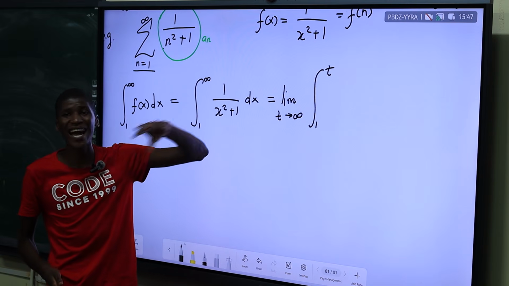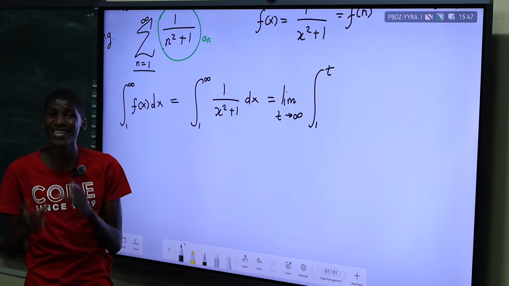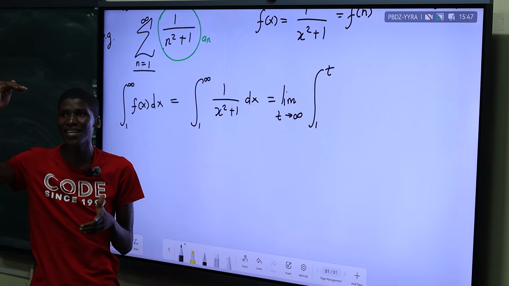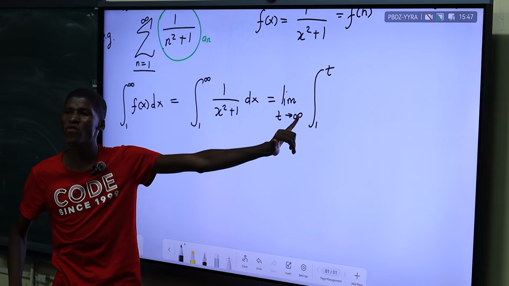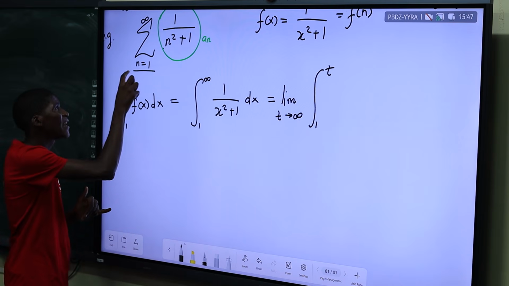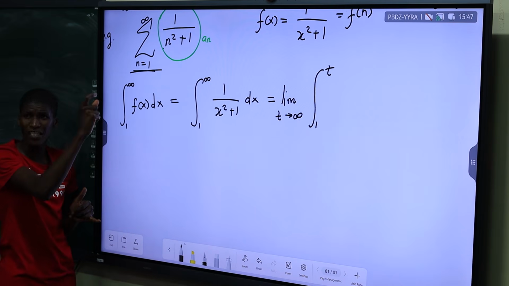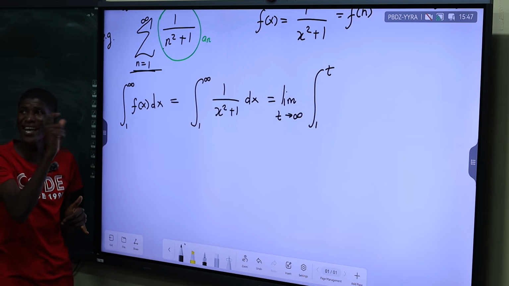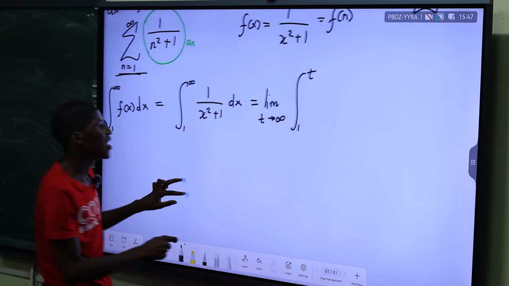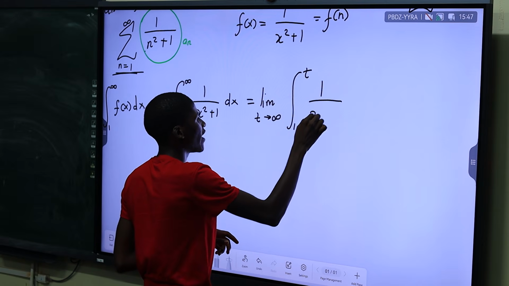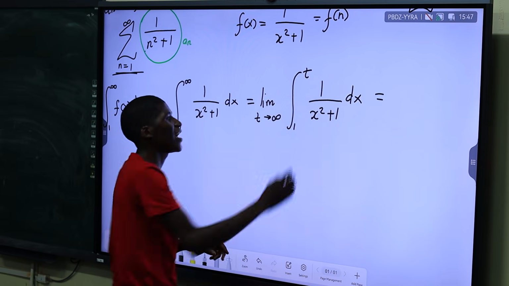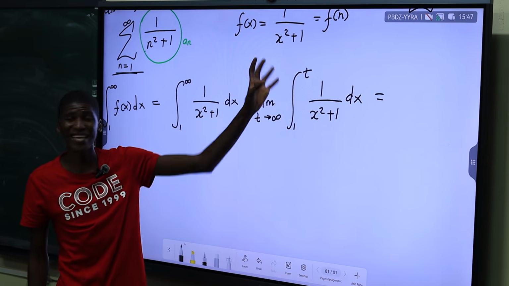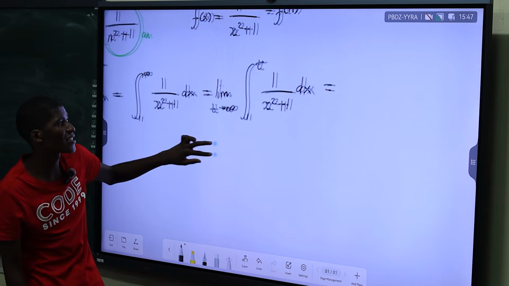But this t allows you to evaluate your integral using upper bound t and lower bound 1. The lower bound is the first term that we started with, where we are starting to add our terms. So this is the integral of 1 over x squared plus 1 dx. Let's evaluate the inner integral first, then you can evaluate the limit.